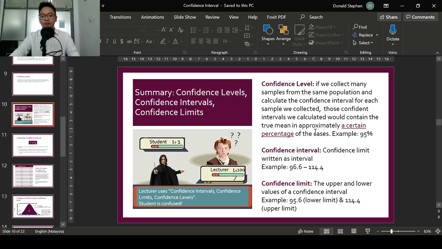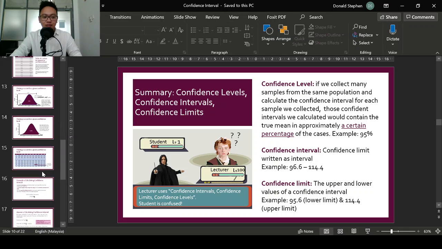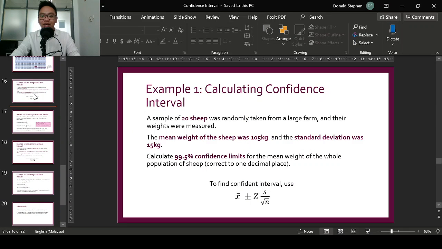And that is the confidence level. Now the confidence interval is that when you have a formula to calculate this, it will give you a range. This range is the interval. The confidence limit, when you already have the confidence interval, is just the numbers, the lower number and the upper number. So there is not much to that.